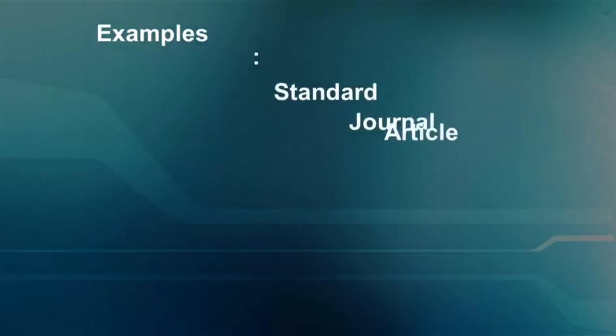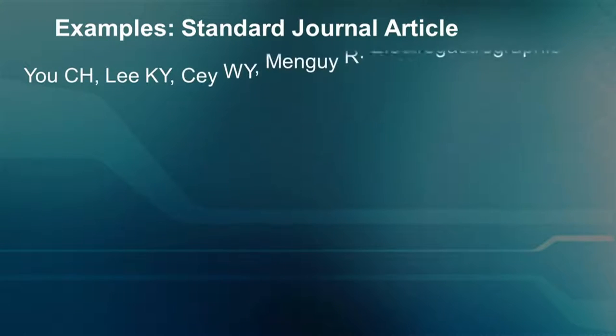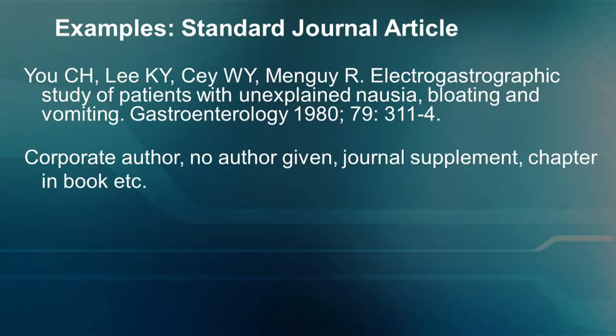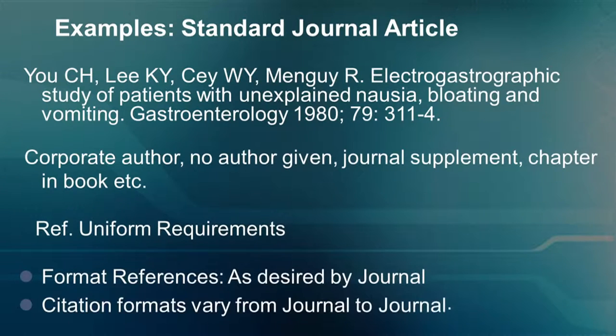For example, I have presented a couple of examples for you to see how standard journal articles are written. You also need to look at corporate authorship at times where no authors are given. You also need to see that uniform requirements are followed, but you follow the reference style which is desired by the journal. Then next comes specifying acknowledgements.